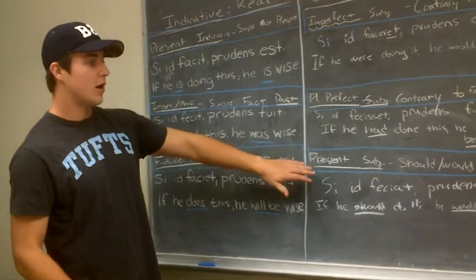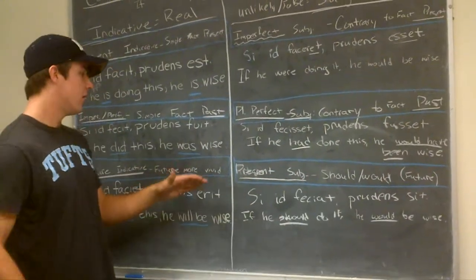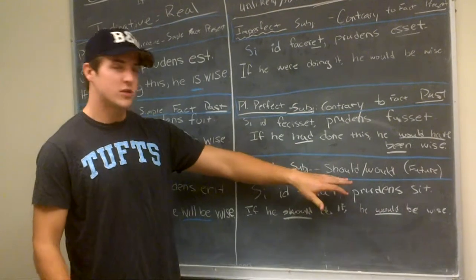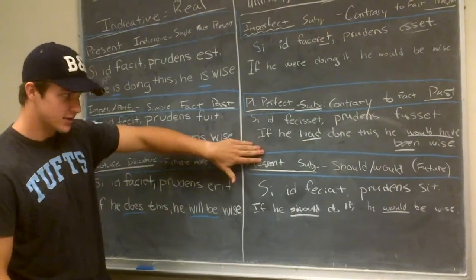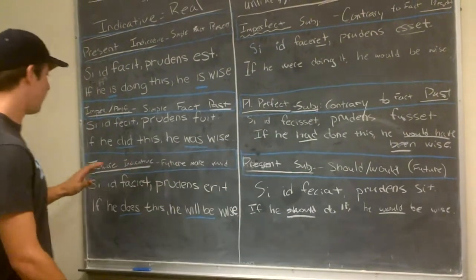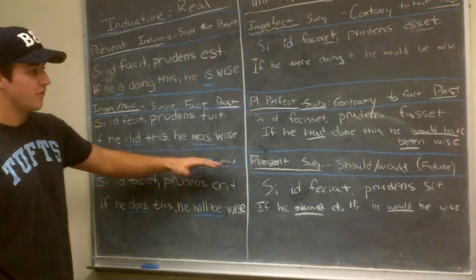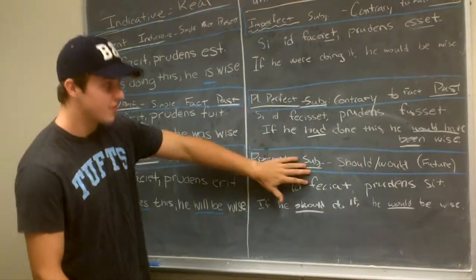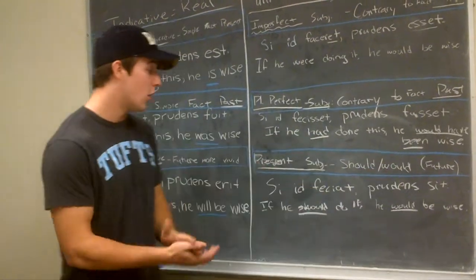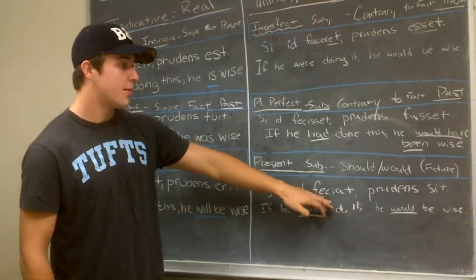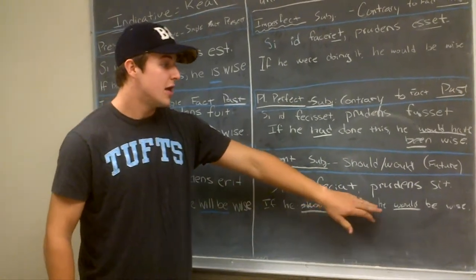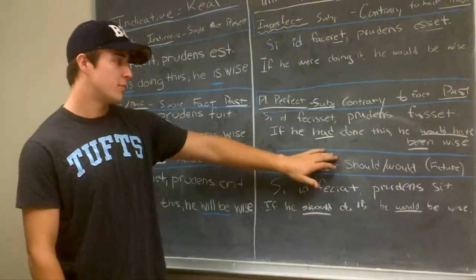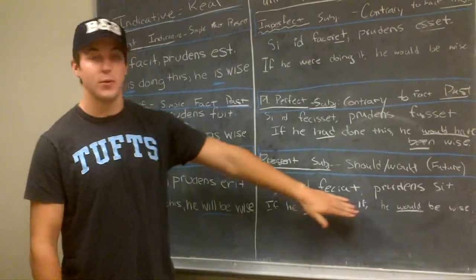So moving on to the unlikely version of this, we have what's called the should, would, or future less vivid, and we use the present subjunctive. So future indicative is future more vivid, but present subjunctive is the future less vivid. So si id faciat, prudens sit. If he should do it, he would be wise. That's why we call them should, would clauses, because that'll help you with your translation.